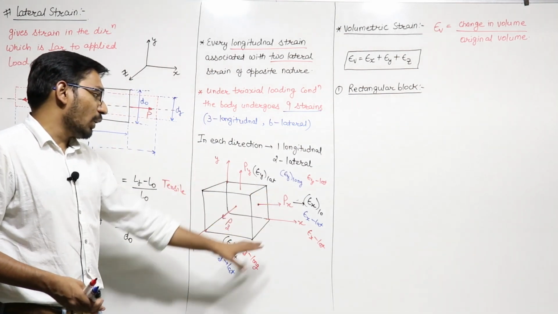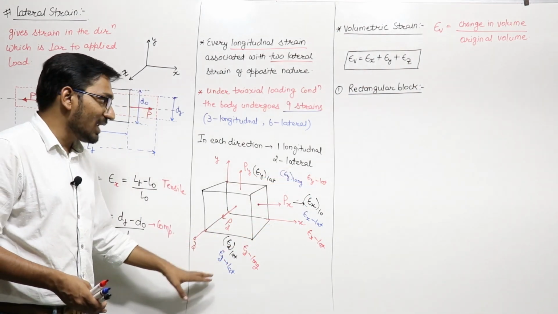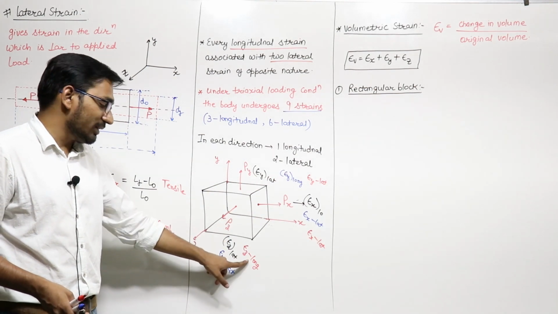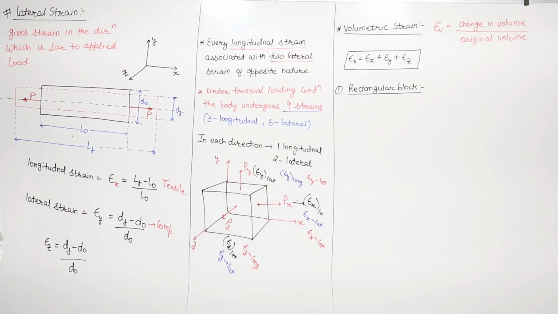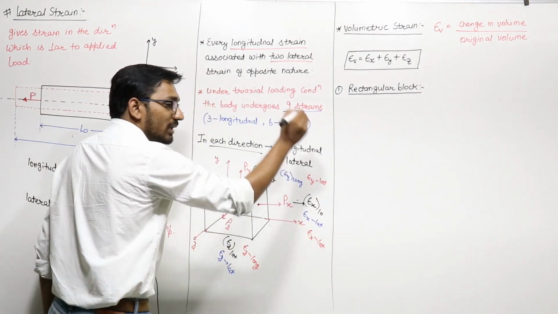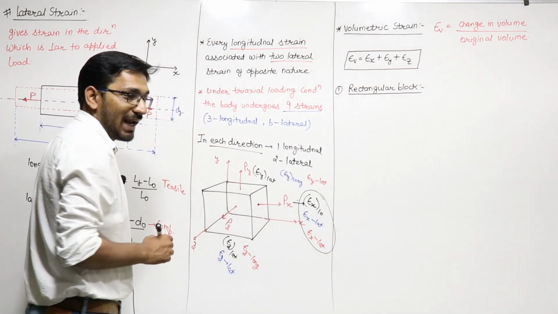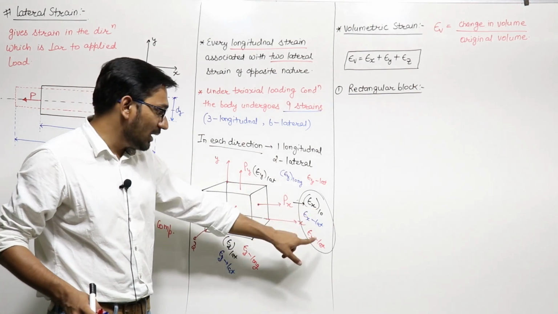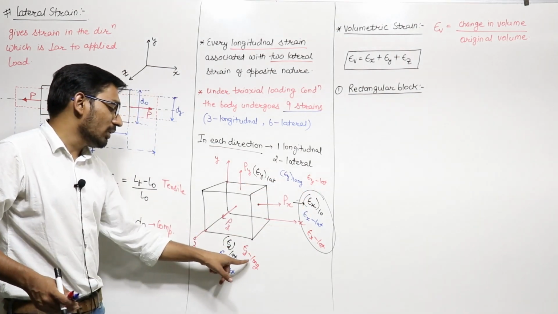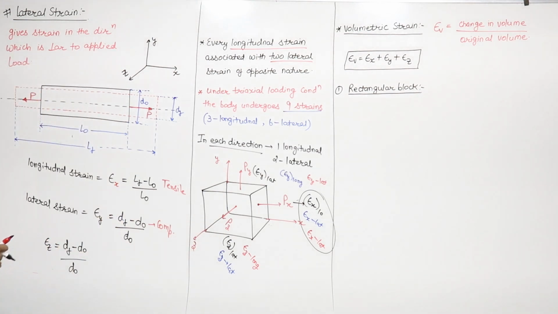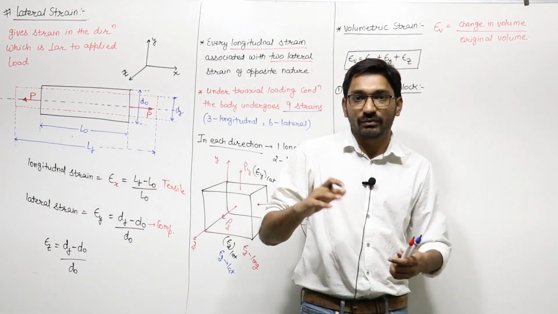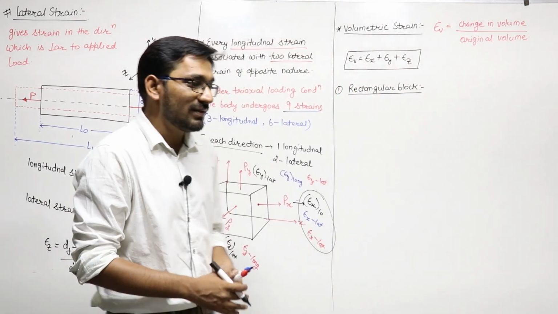So because of this 3 axial loading, we have these 9 strains. Out of these 9 strains, 3 are longitudinal, this epsilon x, this epsilon y, and this epsilon z, and the 6 are your lateral strains. And in each direction, that is in x and y and z, we have one longitudinal and one lateral. In x direction we have one longitudinal and 2 lateral. In y direction we have one longitudinal, 2 lateral. In z direction we have one longitudinal, 2 lateral, right? So in each and every case we have one longitudinal and 2 lateral strains on each direction. And every longitudinal strain will be associated with 2 lateral strains of opposite nature.